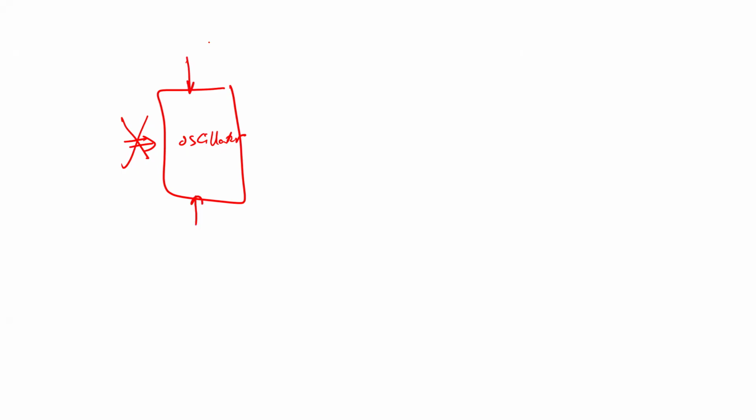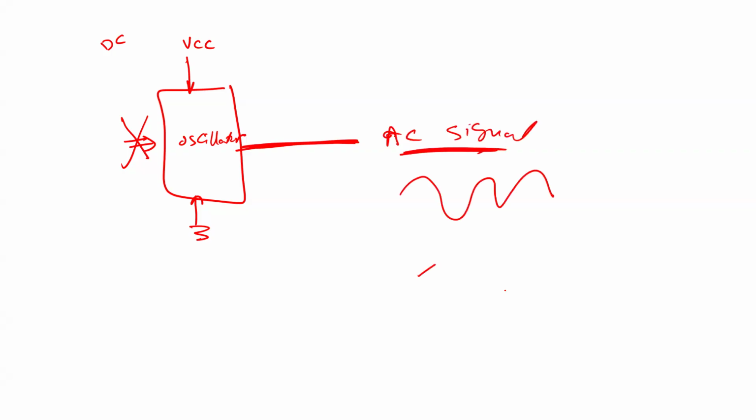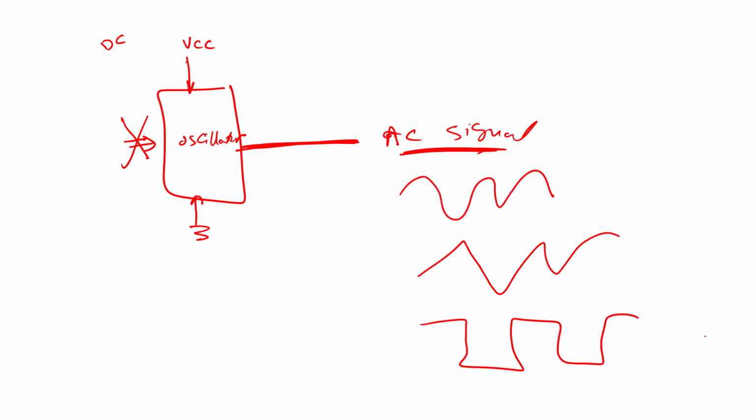For example, it can be VCC, ground, whatever. So it has a DC supply, and this circuit should generate an AC signal. This AC signal can be sinusoidal, it can be triangle, or it can be a square wave, whatever it is. So that's what we call an oscillator. Any circuit that doesn't have input and is generating a periodic signal like this one, we call an oscillator.